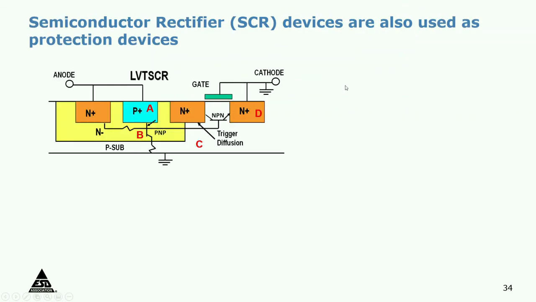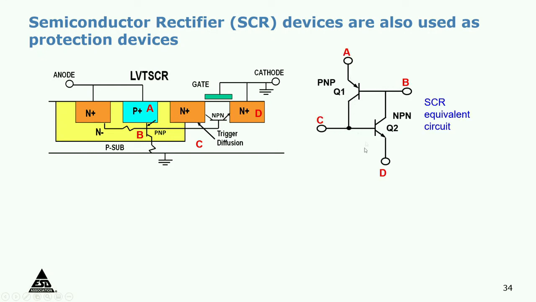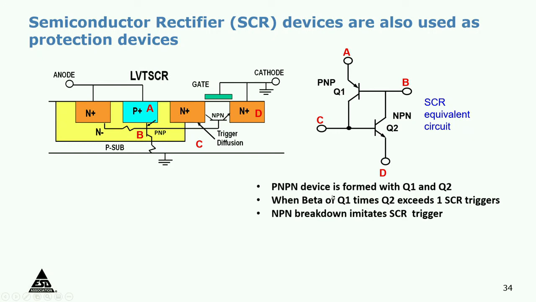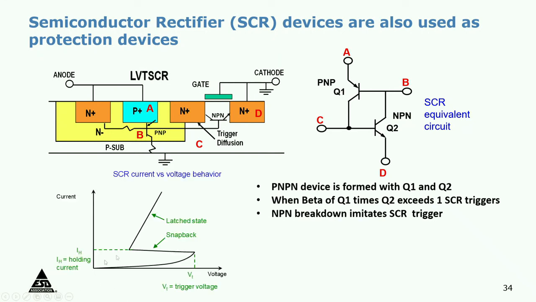So we talked about that semiconductor rectifier. I identified them as nodes A, B, C, D. In the equivalent circuit, you can see the nodes A, B, C. Q1 and Q2 are the two transistors that turn on if you trigger the SCR, and when it triggers, a PNPN device is formed with Q1 and Q2. When the beta of Q1 times Q2 exceeds 1, it becomes an SCR. And that is how that device works. It triggers just like the MOS device, except it has a much lower holding voltage, and it is a more powerful type of protection device.